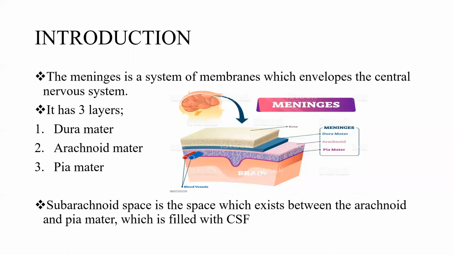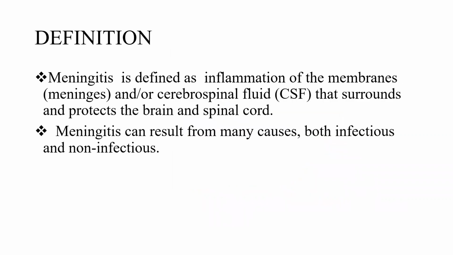The skull, we have the dura mater, then the arachnoid mater, and the pia mater. Then in between the arachnoid mater and the pia mater is a space called the subarachnoid space, which contains the cerebrospinal fluid. So meningitis is defined as an inflammation of the membranes or the cerebrospinal fluid that surrounds and protects the brain and spinal cord.